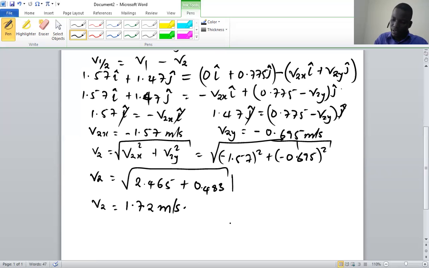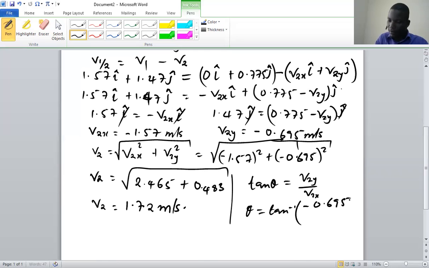Now we can calculate the direction as well. For the direction, we have tan inverse of negative 0.695 over negative 1.57. So the angle is 23.9 degrees.